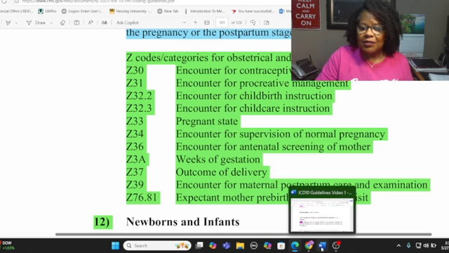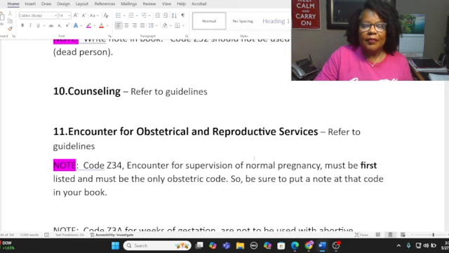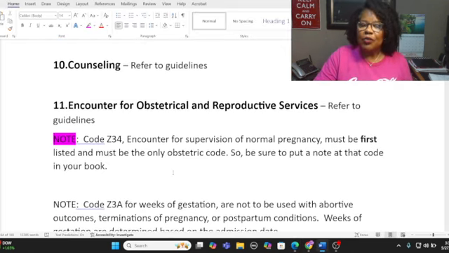Let's go to my handout and see what I have. Oh yeah, I've got a couple of notes here. The first note, at code Z34, which is Encounter for Supervision of Normal Pregnancy. That must be a first listed code. Make a note at Z34 in your code book. It must be a first listed and must be the only obstetric code.